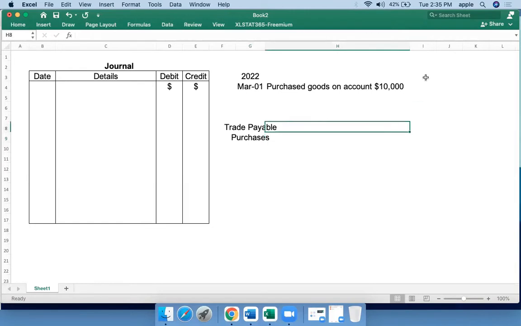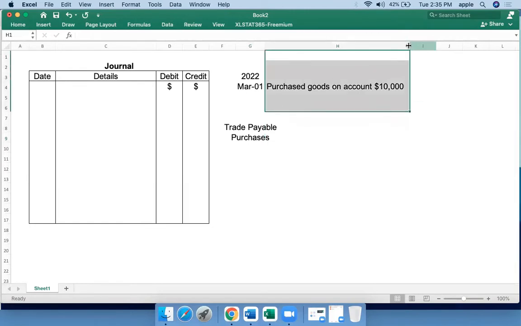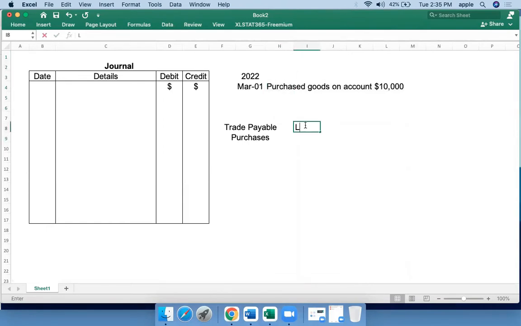And their category, tell me. Okay, so trade payable is a liability. And purchase is what? Asset. Are you sure? Yeah, I think so. Purchase is not an asset. We are not buying goods for our own use. Oh, right. So it's sales. I mean, sorry, revenue.